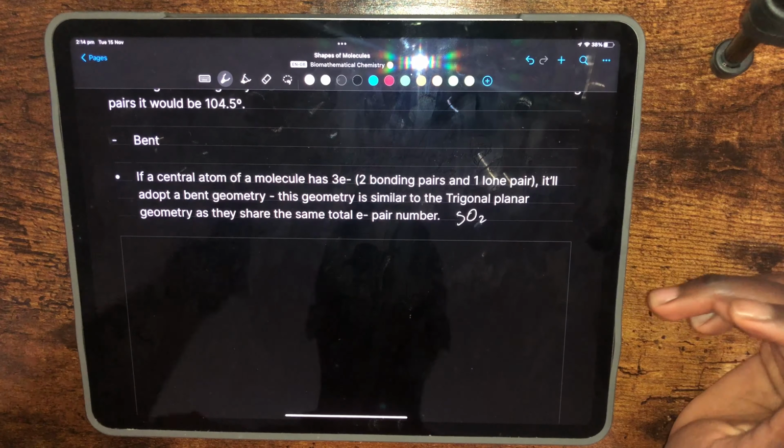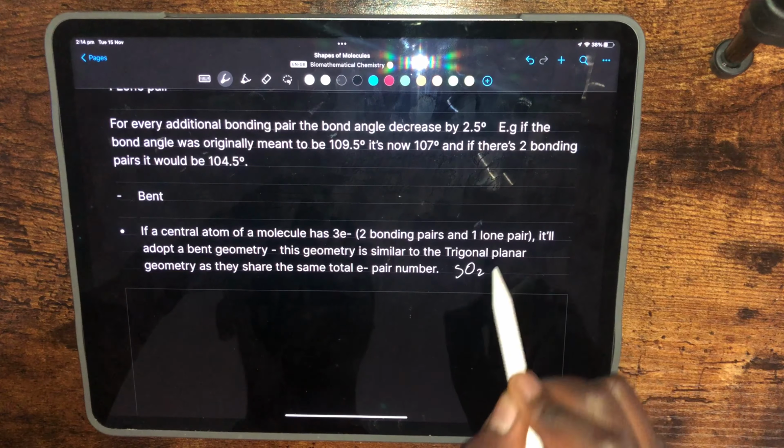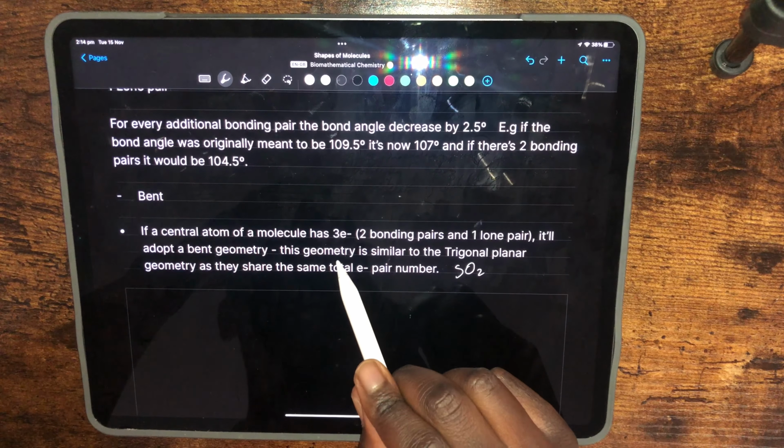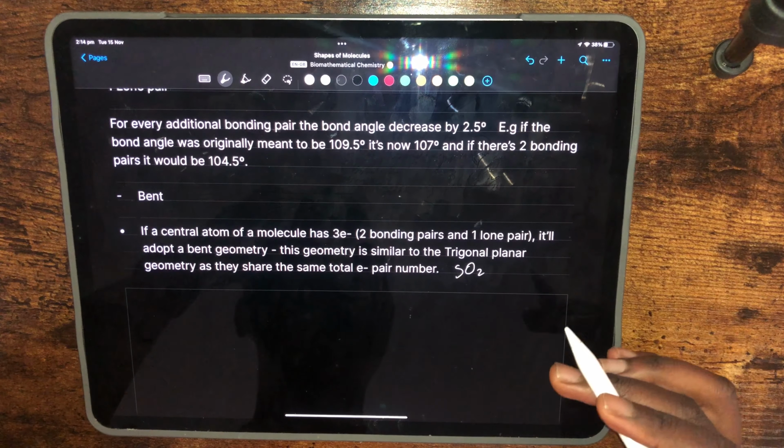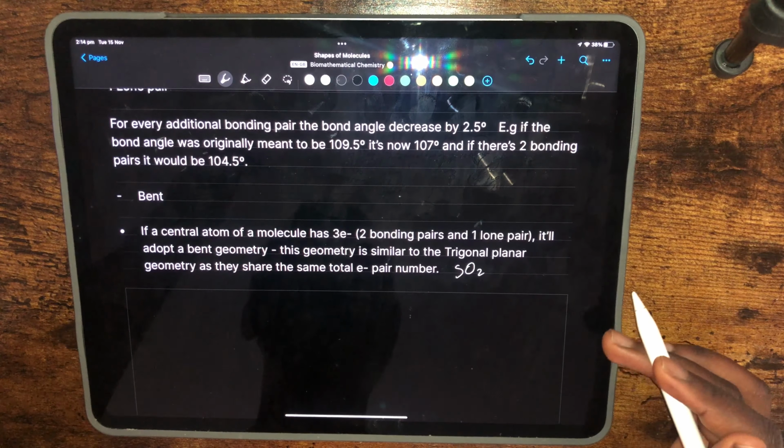And this geometry is similar to trigonal planar geometry, as they share the same total electron pair number. What I meant by that is that, as you can see here, 3 electron pairs, it only has 2 bonding pairs. But if you sum the 2 bonding pairs plus the 1 lone pair, it has 3 electron pairs in total. And when I actually show you this geometry, it looks similar to trigonal planar. And I'll show you what I mean.